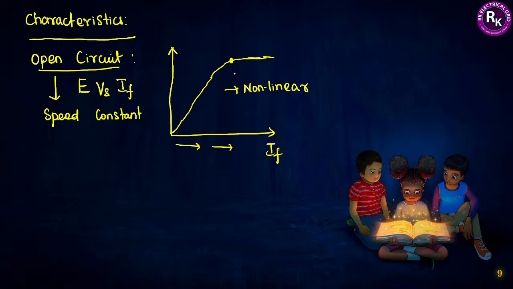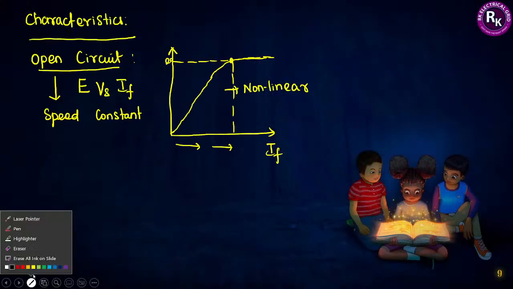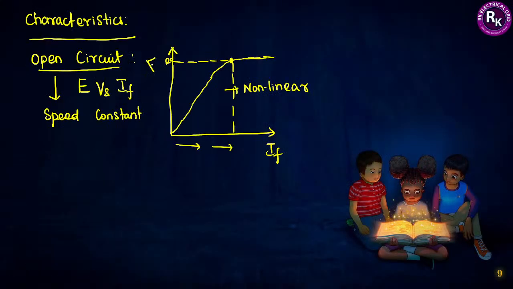And what is that saturation point? This is the point where we obtain the rated voltage. If you try to operate the alternator beyond this, what will happen? The alternator will get saturated. There is no use of increasing the current further. So what I can say is, this is the maximum induced voltage. It has been developed here.